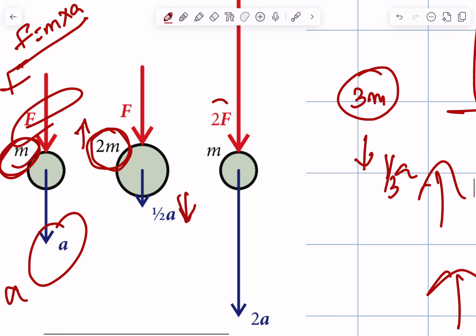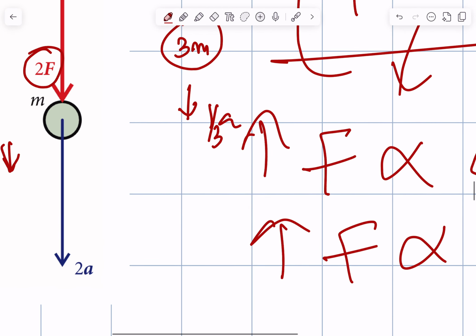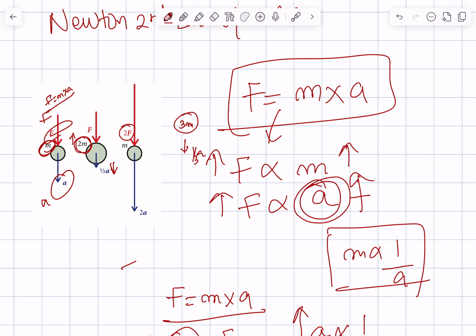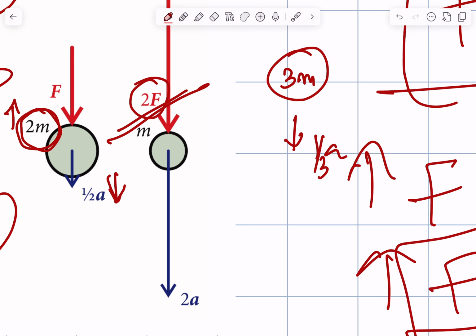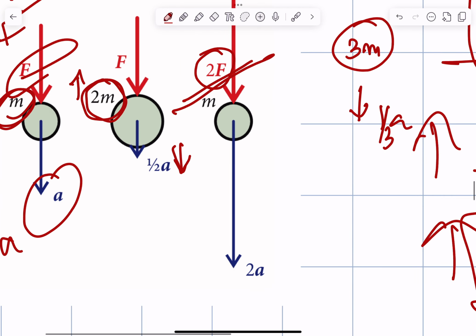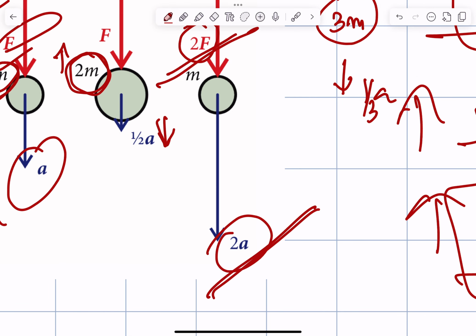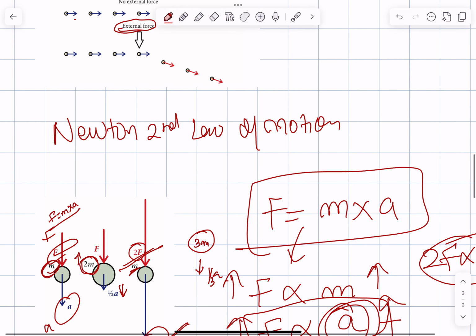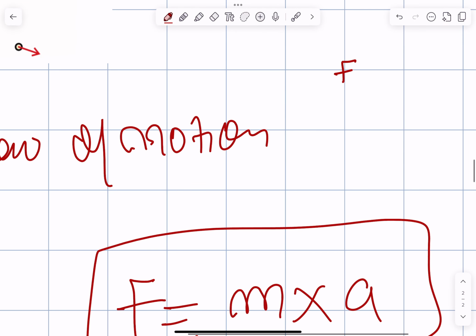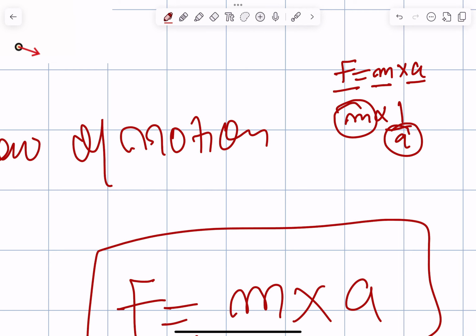Now you see the force, as I told you, is directly proportional to acceleration. That means if force increases by twice, then acceleration will also increase by twice. So here you can understand, if force is increasing to 2F, then the acceleration is also increasing to 2a, but the mass is the same. Very simple concept, no need to think a lot. Force equals mass into acceleration. Force is directly proportional to mass and acceleration, and mass is inversely proportional to acceleration. So if mass increases, acceleration decreases.